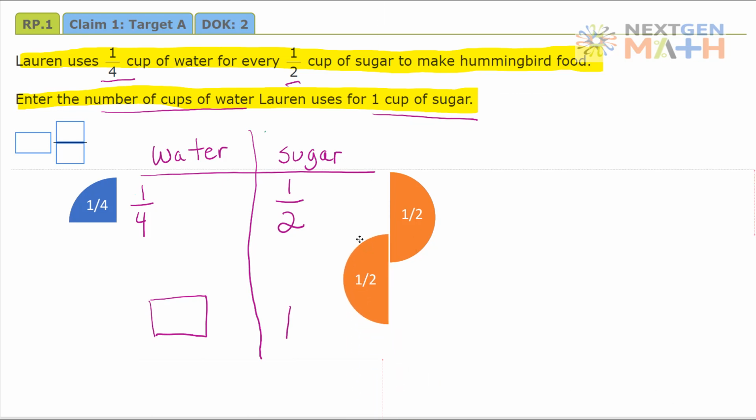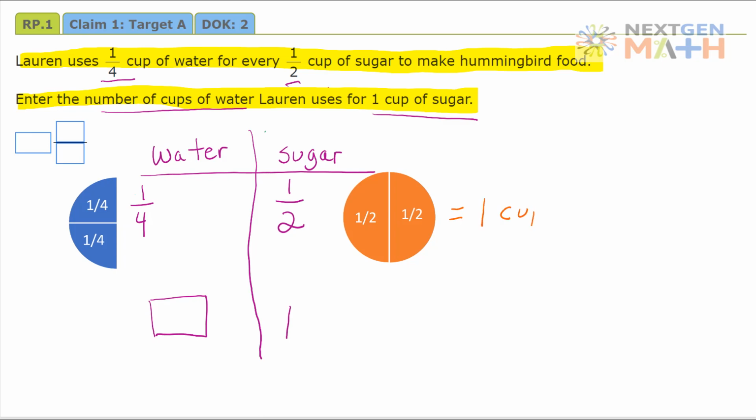To have a full cup of sugar, we need to add another half a cup of sugar. And so a half and a half make a whole. For every half cup of sugar, we also need a 1/4 cup of water. So this shape right here is equal to 1 cup of sugar. And this shape right here is equal to 2/4 cups of water. Or another way we can write this is as a half a cup.